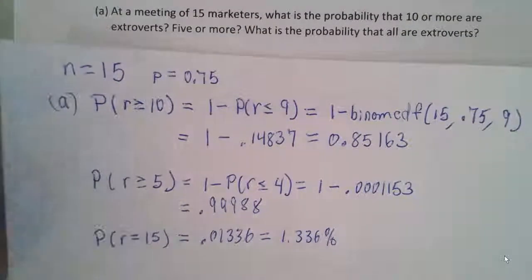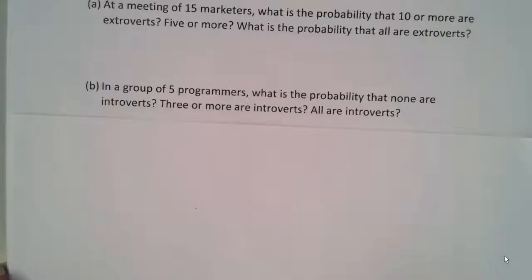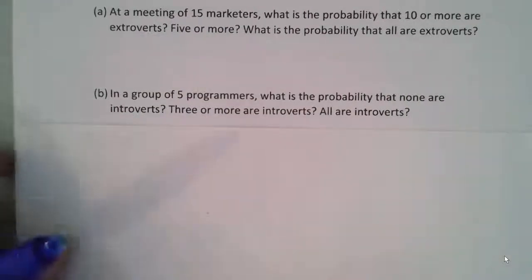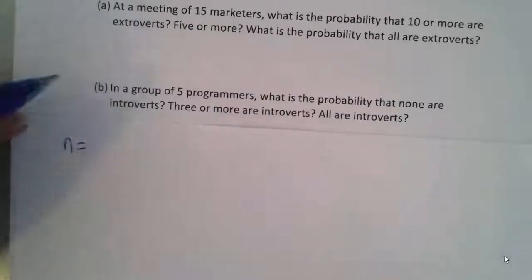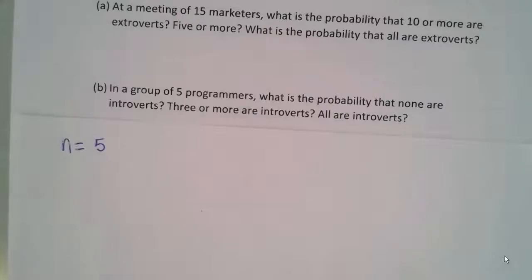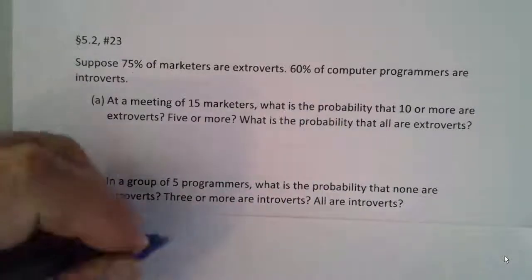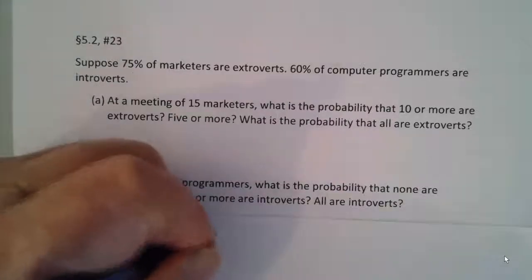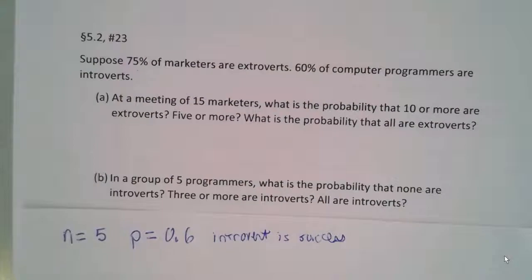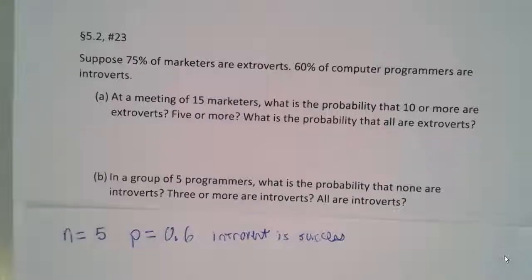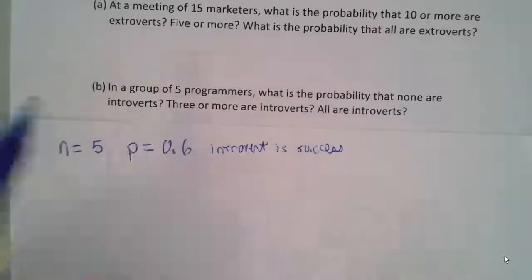Part B, we really are changing gears here. We're looking at a group of 5 programmers and the probability of being introverted for a programmer is 60%, so everything really is changing. So n equals 5, that's how many are in the group. The probability of success in this case is 60% or 0.6. And success in this case is introvert. And we're going to answer some questions about probabilities of various numbers out of 5.